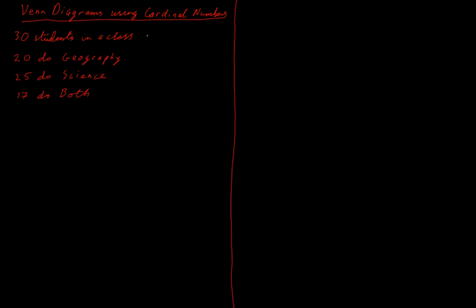So we have 30 students in a class. 20 of those students do geography, 25 of the students do science, and 17 do both. So let's have a look at what that is going to mean. We're not told the names of all 30 students. We're not given the elements of the set. We're not given the students in the class. We're just told the number of students in the class. That means we're dealing with cardinal numbers.